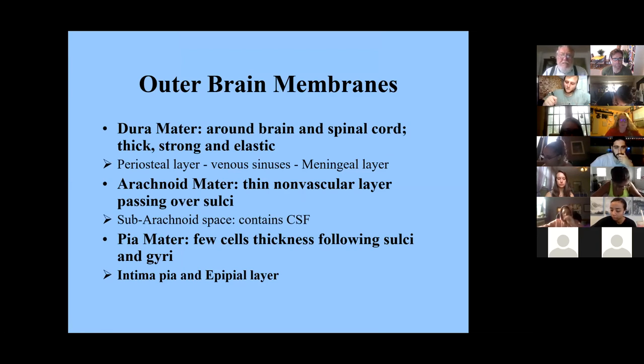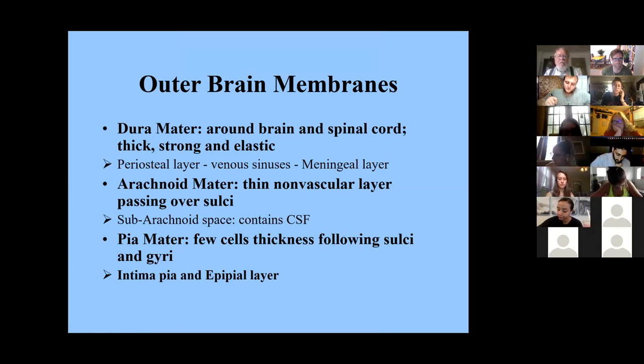And that becomes important when we start to consider the ventricular system. The other thing that we have to basically understand is that the brain is encased in a series of three outer brain membranes. And the way I have it listed here is from the outermost to the innermost. So the most outer brain membrane is dura mater. And dura mater is extremely thick. It's very multicellular. And it literally surrounds and encases the brain and the spinal cord.